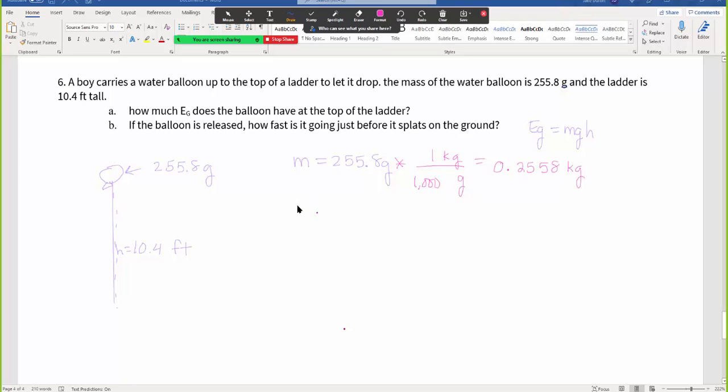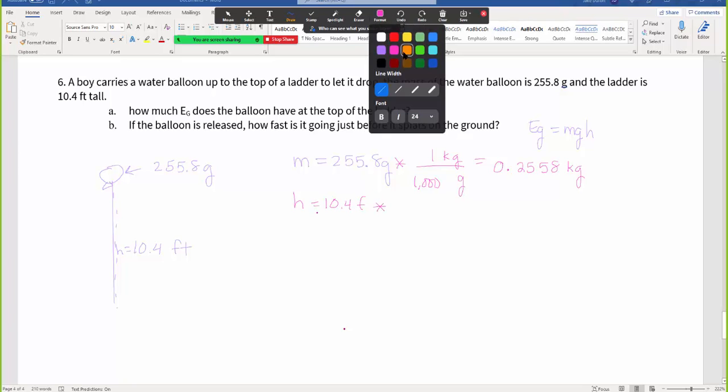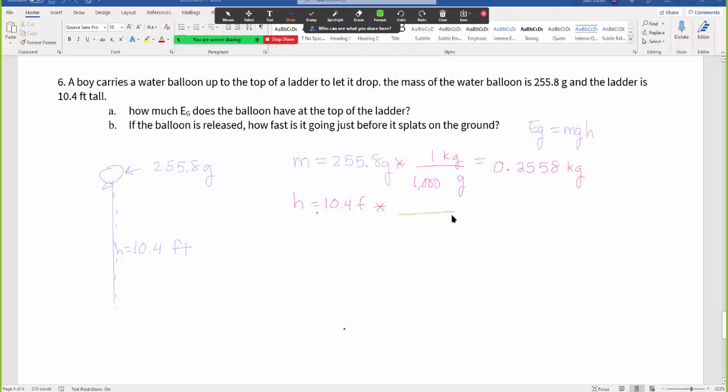All right, now we know the mass. The height they gave us as 10.4 feet. Well, we need to convert that to meters. So feet to meters, and it's 0.3048 meters in 1 foot. And when we plug that in, we get 3.1699 meters. Right now we have all the information we need.